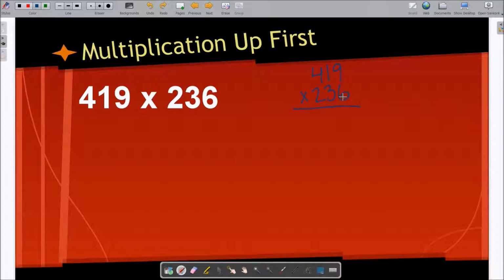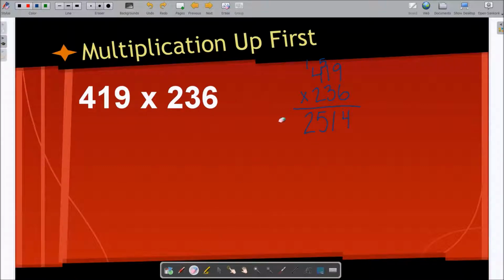Starting off, 6 times 9 is 54. Put the 4 down there and carry my 5. 6 times 1 is 6, plus 5 is 11. Carry my 1. 6 times 4 is 24, plus 1 is 25.